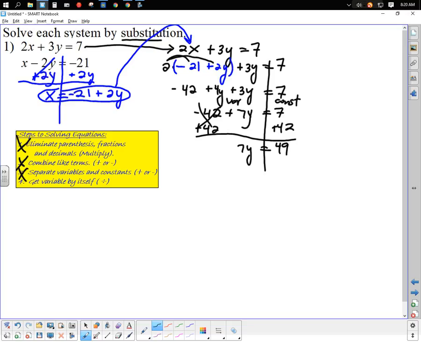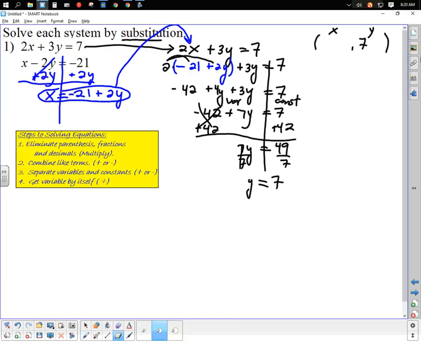And last step, get the letter by itself. Divide by 7. Divide by 7. These will cancel, so we have y is equal to 7. Remember your answer is supposed to have an x value and a y value. This is the x, this is the y. Y will be 7. So now I need to find the x. Now to find the x, you do the following.